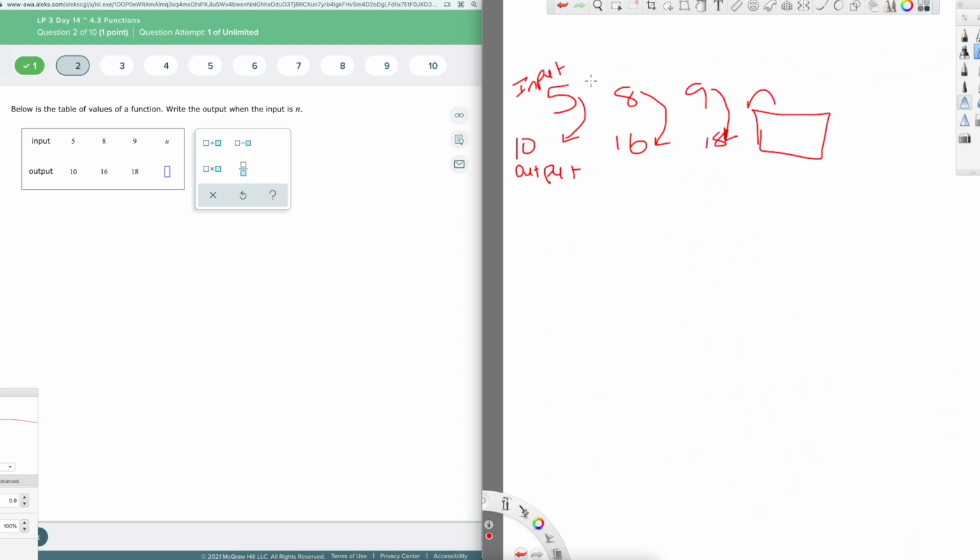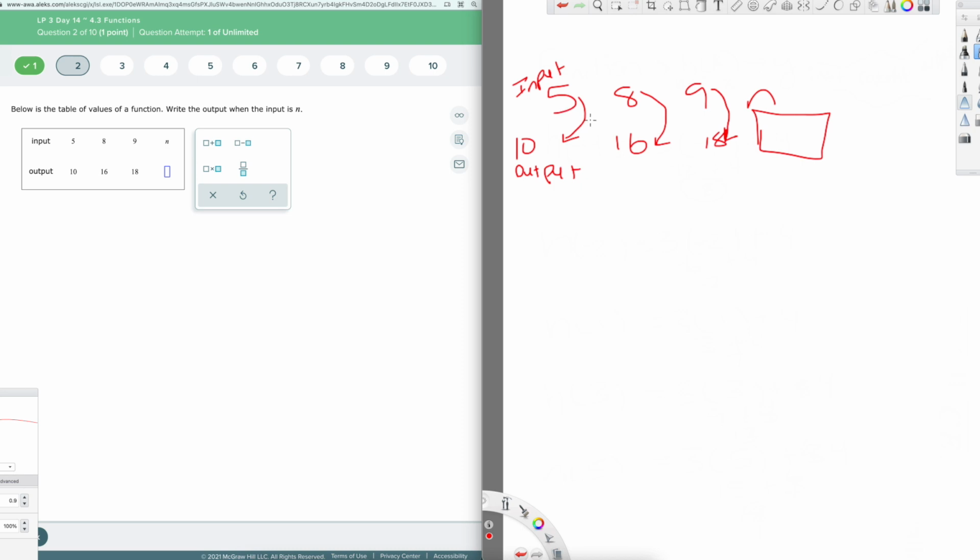So what we want to do is take a quick look and say, okay, how do I get from my input to my output? For this one, if I do 5 plus 5, I'd get 10. So that would work. But if I add 5 to 8, that doesn't work. So I need to go back and try another option.